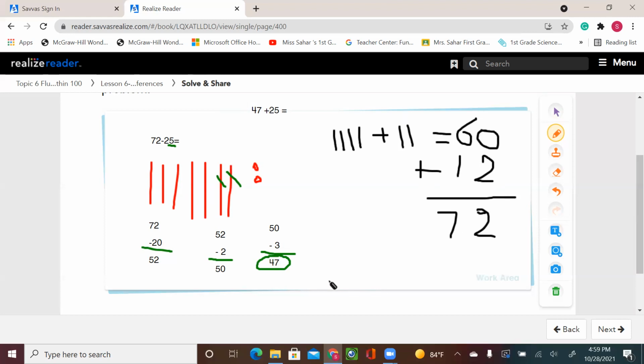All right, so that was it for today's lesson. We learned how to use partial differences, and we also still can use the value blocks. All right, that's it for today's lesson, second grade. I'll leave you with the rest of the activity, page 247 and 248. Thank you.